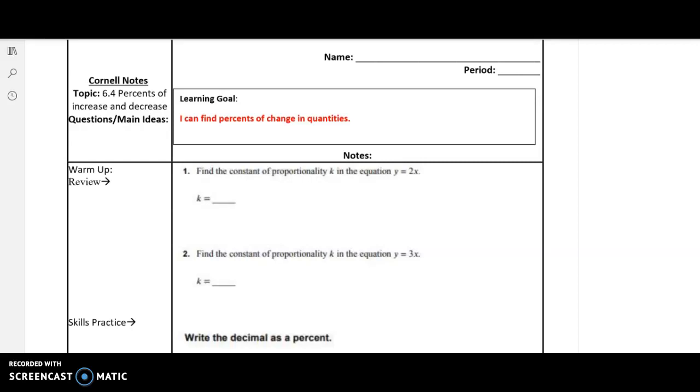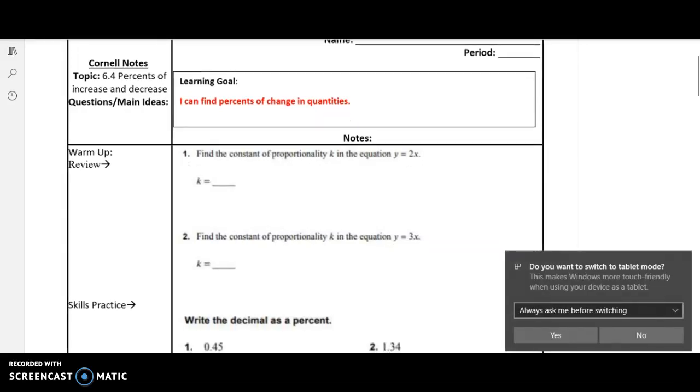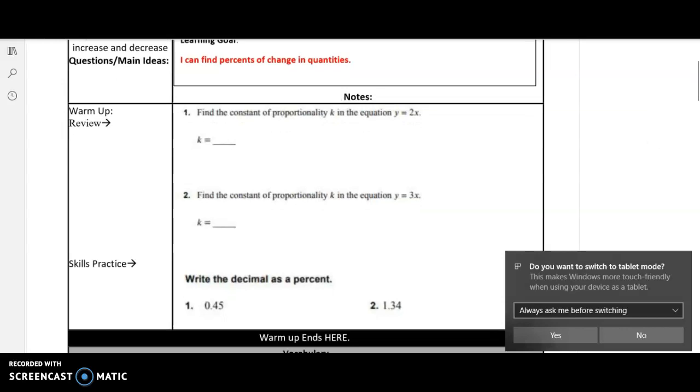Right, we are starting 6-4 today, and our learning goal is I can find percents of change in quantities. So I'm going to have you do the warm-up, and then you'll check your answer with mine.